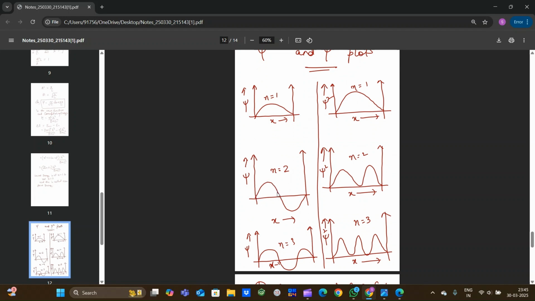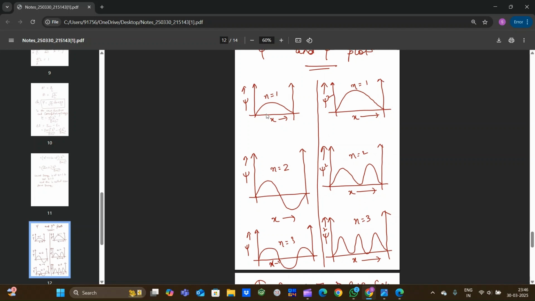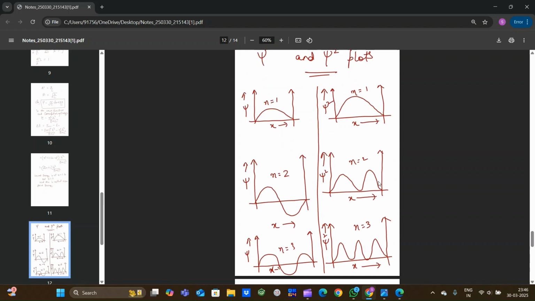So if the wave here is up, here it will be down, and similarly for n equals 3, here there will be two nodes, one node here, the other node here, and similarly you can draw. Now in case of psi square, these graphs which are below the axis will also come upward. So it's very easy. The psi plots are similar to the sine function, and psi square plots are also similar to the psi. The only difference is that the parts of the graph which are below the axis, like this part, will just come above the axis. So this is how you can plot psi and psi square.